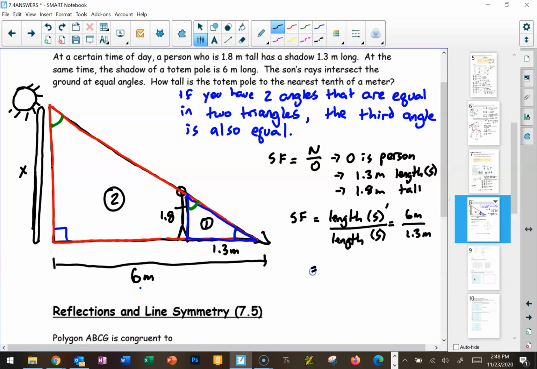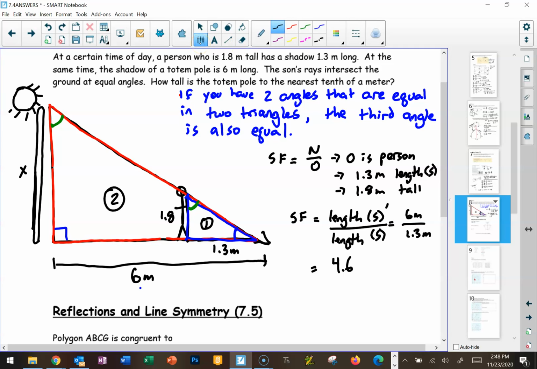Okay, so our scale factor is 6 divided by 1.3, which is, let's call it, 4.6. It says nearest tenth, so it's 4.6, no unit, because this is just our scale factor, 4.6.